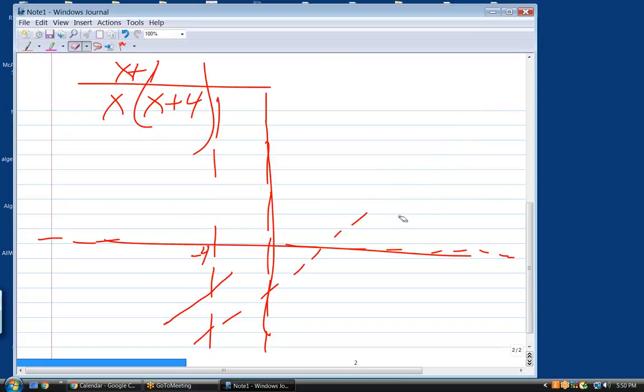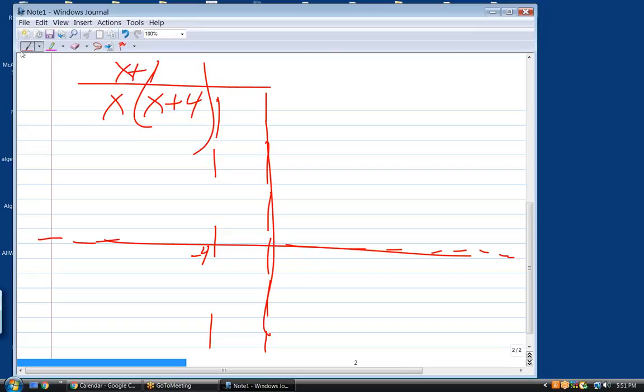Okay, so let me get rid of all my asymptotes here that don't apply to this problem. We've only got these three: we got two verticals and we got a horizontal. Now, a graph like this is hyperbolic in nature.